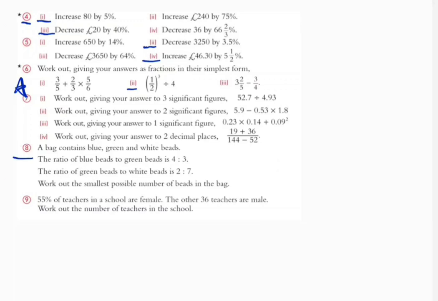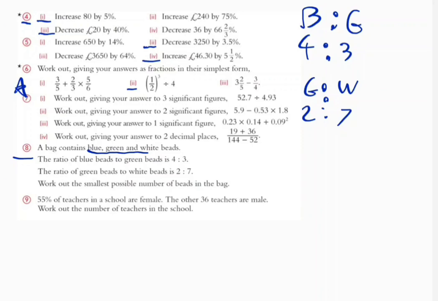Now let's do question 8, which is a standard ratio question. It says that a bag contains blue, green, and white beads. The ratio of blue beads to green beads is 4 to 3, and the ratio of green beads to white beads is 2 to 7. It's asking for the smallest possible number of beads in the bag.